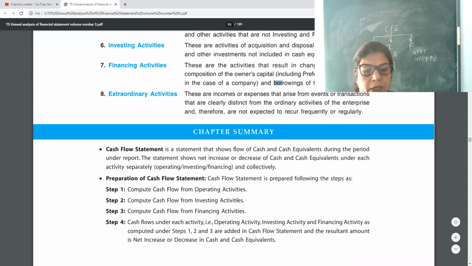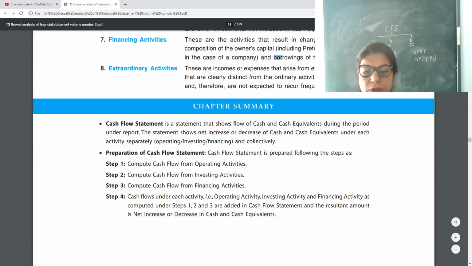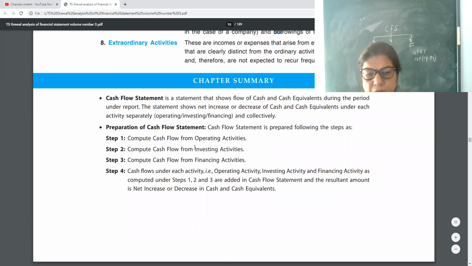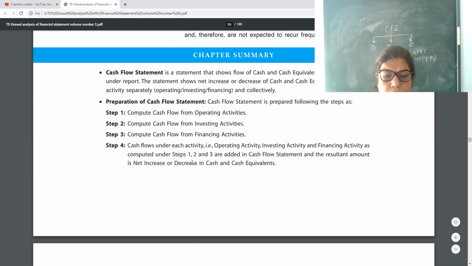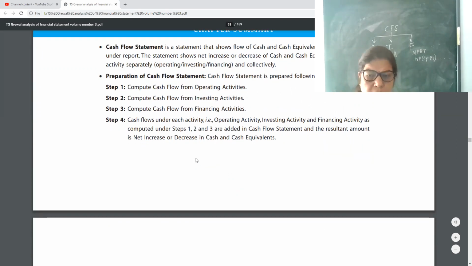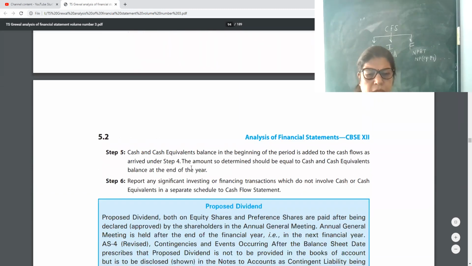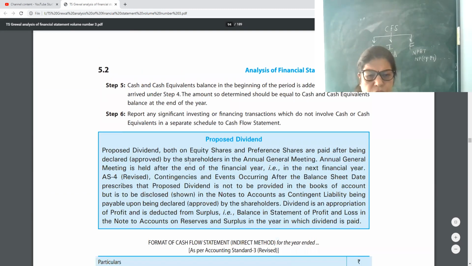Yes, very good. Now, how to prepare cash flow statement? Three activities: operating, investing, and financing. And at the end, we should find out by adding the opening balance, we can check the closing balance as well. And one more thing I want to tell you.